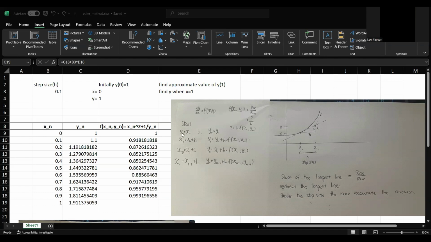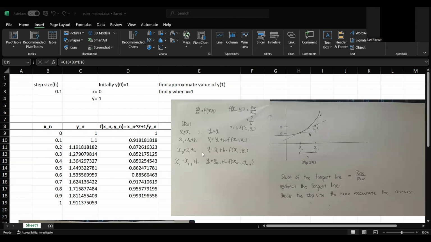At x equal to x0, this is our initial condition. And x1 is equal to x0 plus h, which is here, plus h as you can see, and y1, which is here, is also equal to y0 plus h multiplied by f(x0, y0). What f(x0, y0) is, is also here. To find f(x, y), it is equal to (x squared plus 1) divided by y.